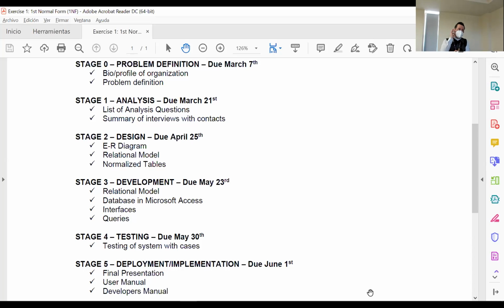And why does it require approval by me? Because I need you guys to define a problem or a situation that can be solved during the semester, okay? What does this mean? There's something that's called scope, and we had mentioned this before, scope. It's the boundaries that we define for our project.